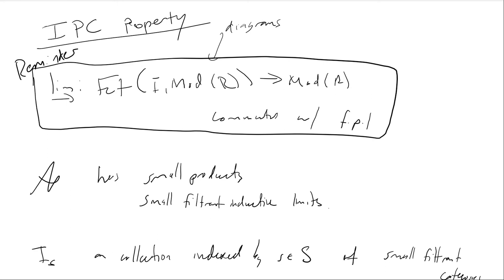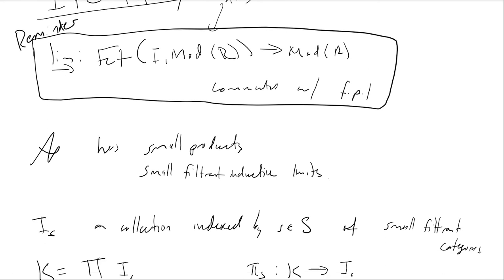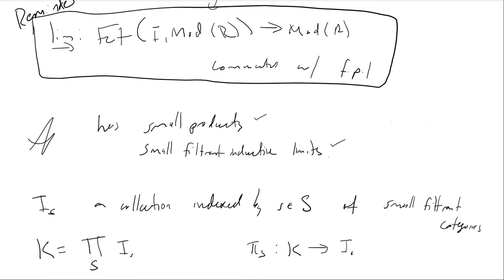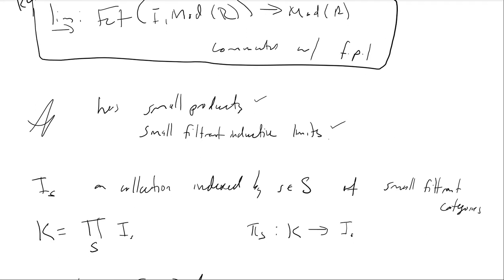So what's our setup here? Well, throughout, we're going to be dealing with a category which I'm going to call A. That A looks horrible, but we're going to run with it. We're going to take A to be a category that has all of its small products and all small finite inductive, or all small filtrant inductive limits. And we're going to be interested primarily in the situation where we have a collection of categories, I_s. These are going to be small filtrant categories.